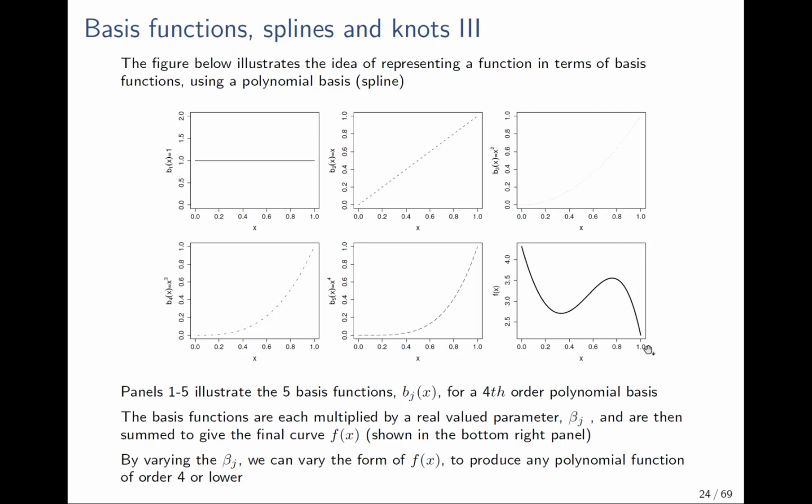And when we sum all of these together, given the coefficients beta 1, beta 2, beta 3, beta 4, beta 5 that are going to multiply through on these basis functions, then that's the curve we get at the end. So the basis functions are multiplied by each real-valued parameter beta j and summed to give that final curve that's shown there. And of course, by varying those beta j's, we can vary the form of this final curve to produce any polynomial function of order 4 or lower.